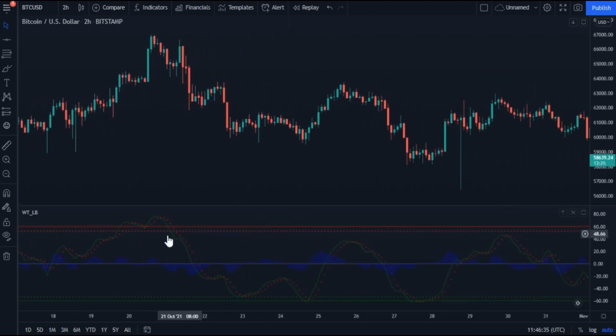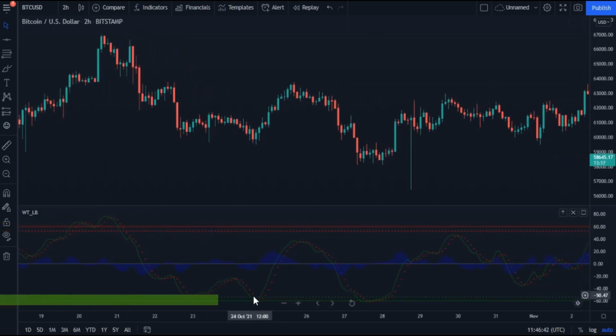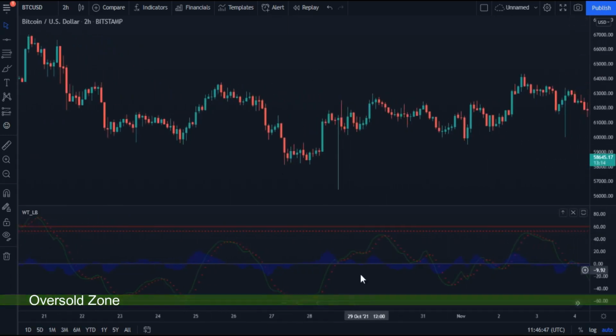For example, here when the signal line approached the overbought area, we notice that the trend has changed its movement towards the downside. But here, when the signal line reached the oversold area, we notice that the trend has changed its movement to the upside.